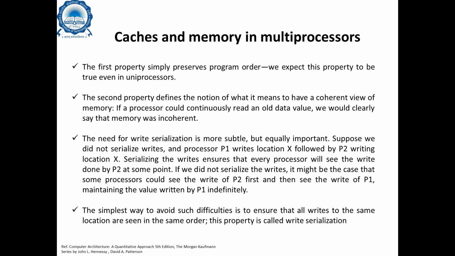Suppose we did not serialize the writes, and processor P1 writes location X followed by P2 writing location X. Serializing the writes would ensure that every processor will see the write done by P2 at some point. If we did not serialize the writes, then it might be the case that some processors could see the written value of P2 first and then see the written value of P1, maintaining the value written by P1 indefinitely. So the simplest way to avoid such difficulties is to ensure that all the writes to the same location are seen in the same order, which is to maintain the write serialization property.